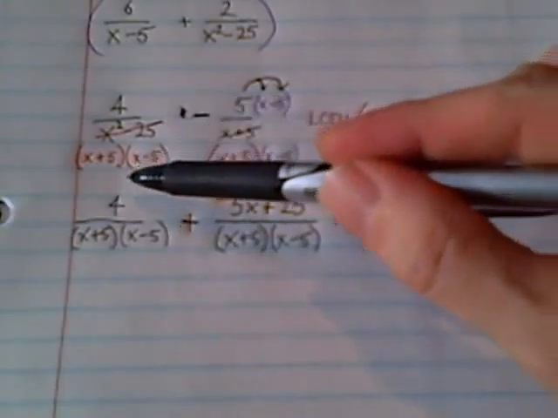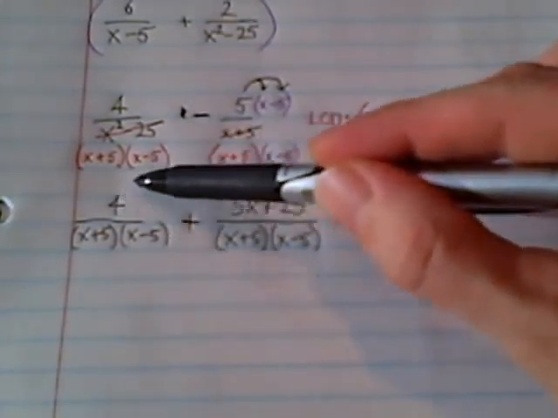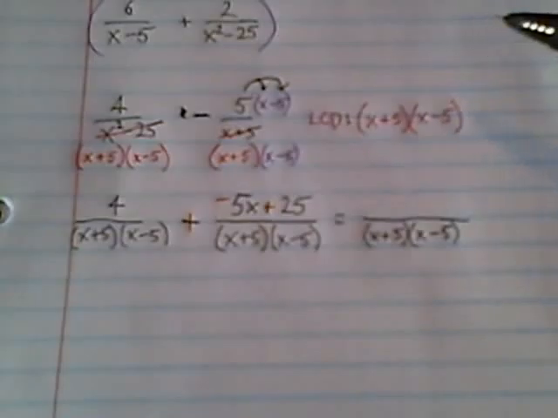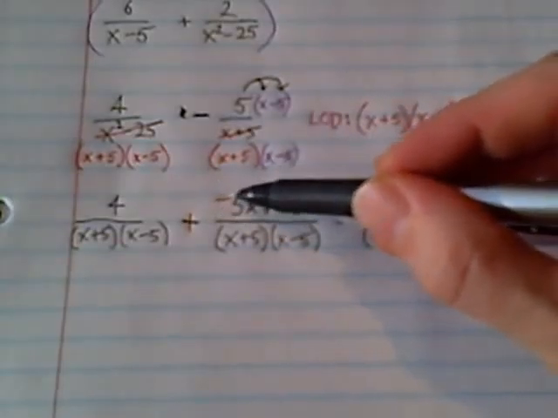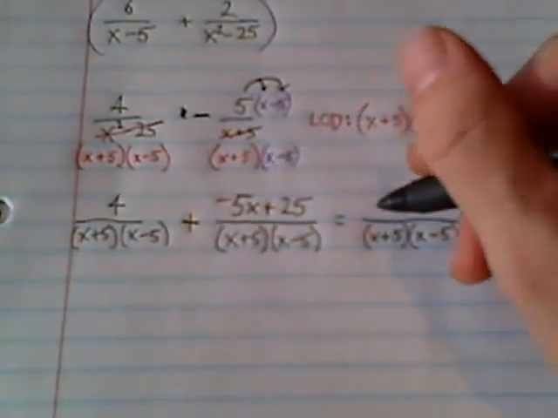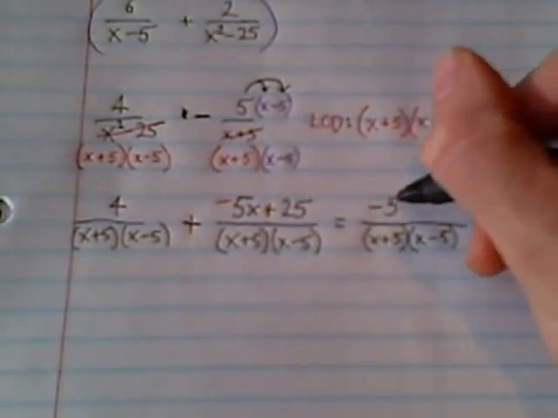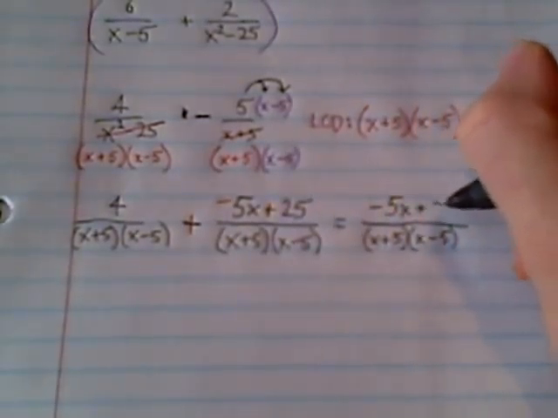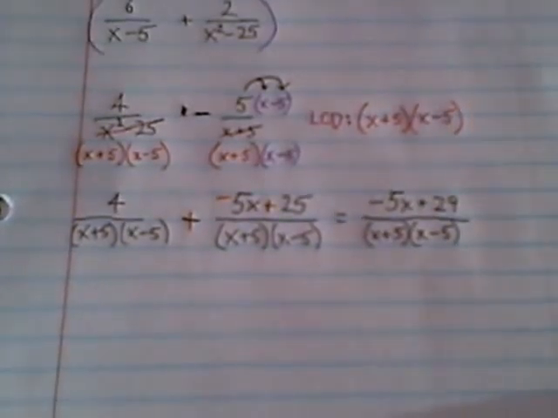In the numerator, combining like terms, I'm looking at positive 4 with positive 25. Those will go together. Negative 5x, no other x terms in the numerator. So right now it's negative 5x plus 29. And all of that was just a numerator, but I'm okay with that.